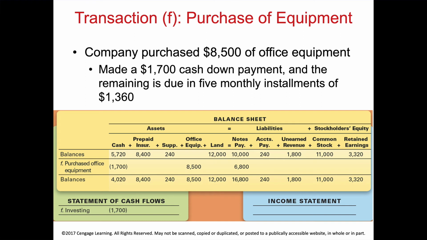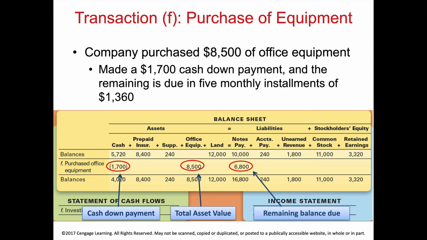And then the next thing is a little bit complicated. They bought $8,500 worth of equipment. They paid $1,700 down, and they are going to pay the rest off in 5 installments of $1,360, which adds up to $6,800. So then they took on another liability here. There's our cash down payment. Right? We have an asset value of $8,500, and the remaining balance due goes in as a notes payable of $6,800.